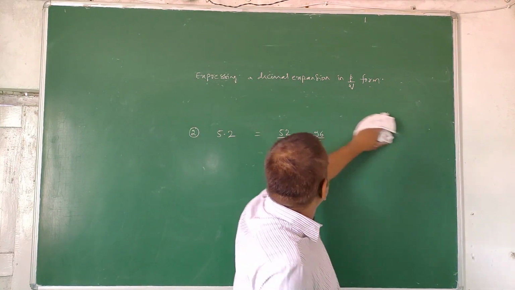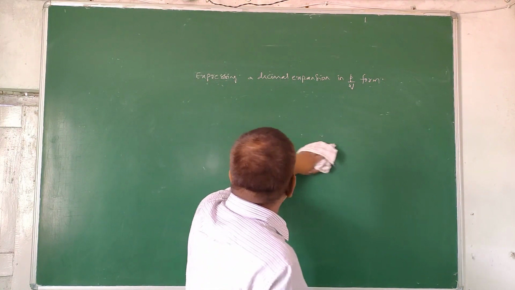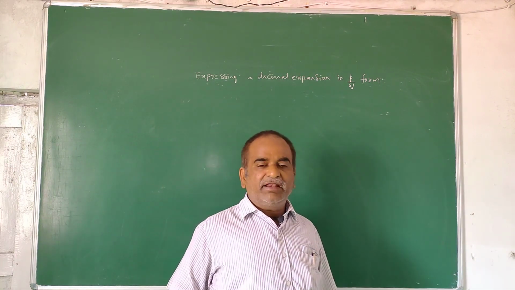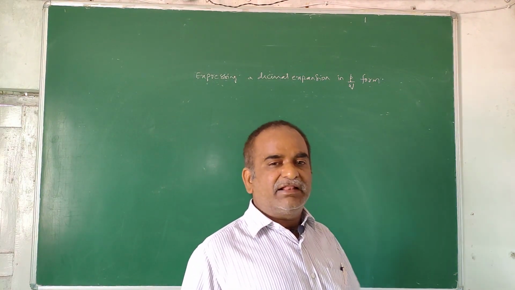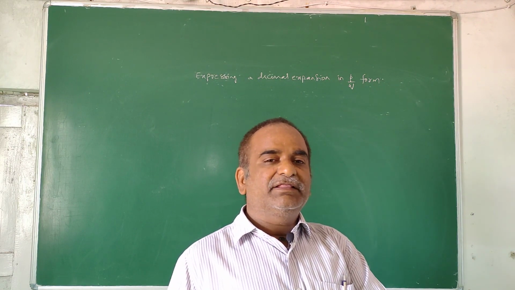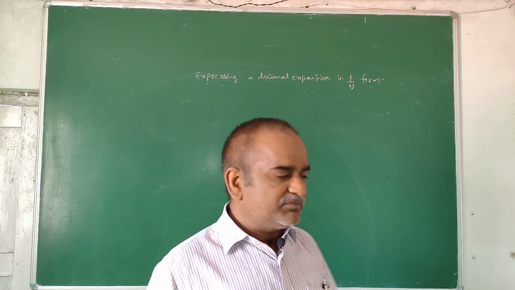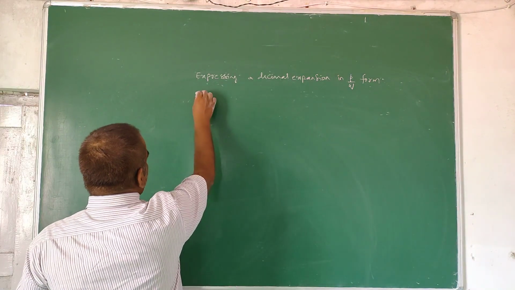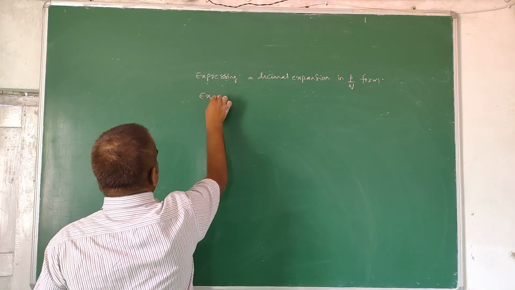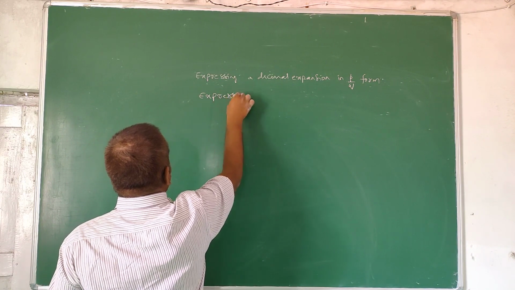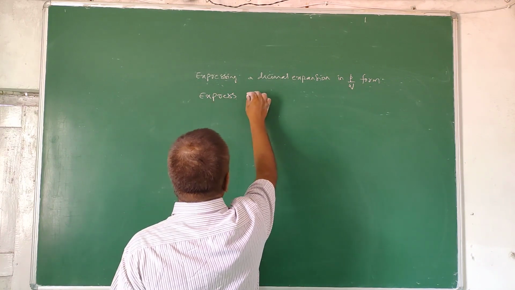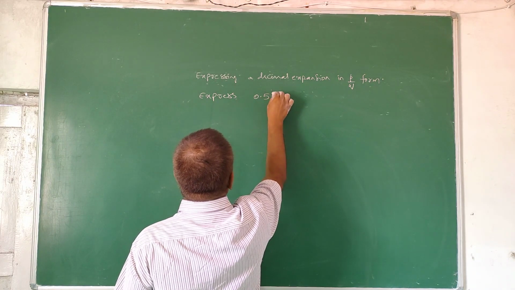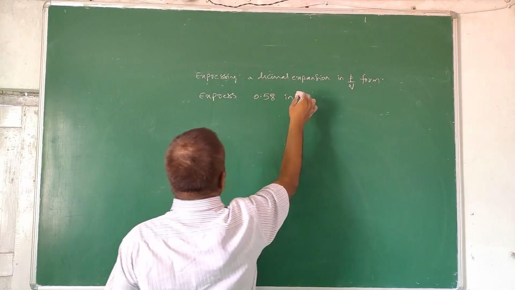Now, non-terminating recurring decimals. We are expressing them in P by Q form. So I am taking 3 to 4 examples. Express 0.58 bar in P by Q form.